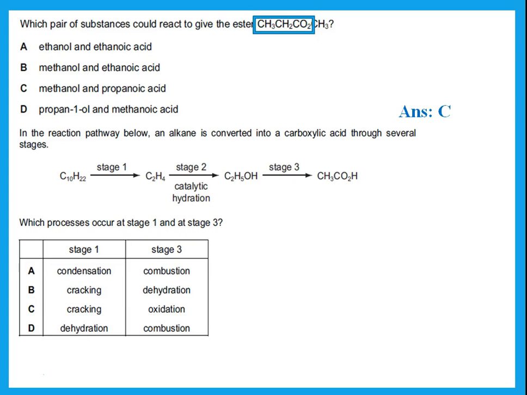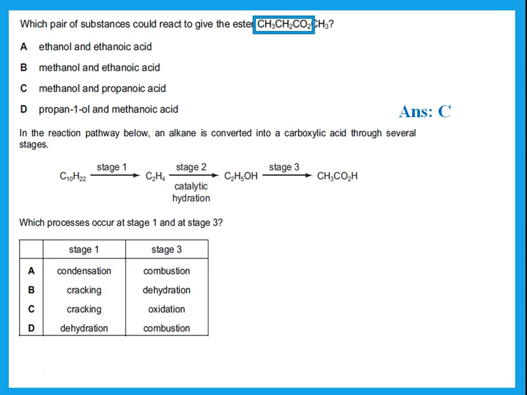Okay, in the reaction pathway below, an alkane is converted into a carboxylic acid through several stages. Which processes occur at stage 1 and stage 3? Okay, let's take a look at stage 1. He has something with large number of carbons and he breaks it up to form ethene, and we said this break up of long chain hydrocarbons into shorter chains is called cracking. So my answer is B or C. Okay, where is stage 3?